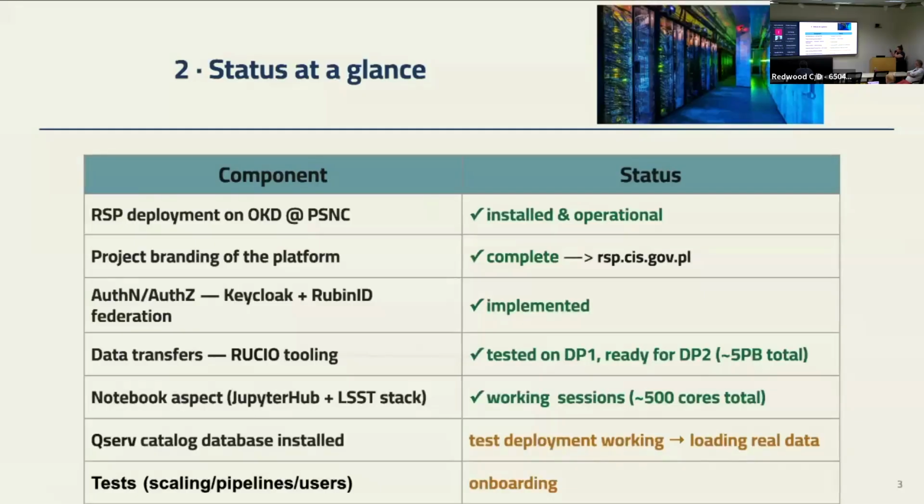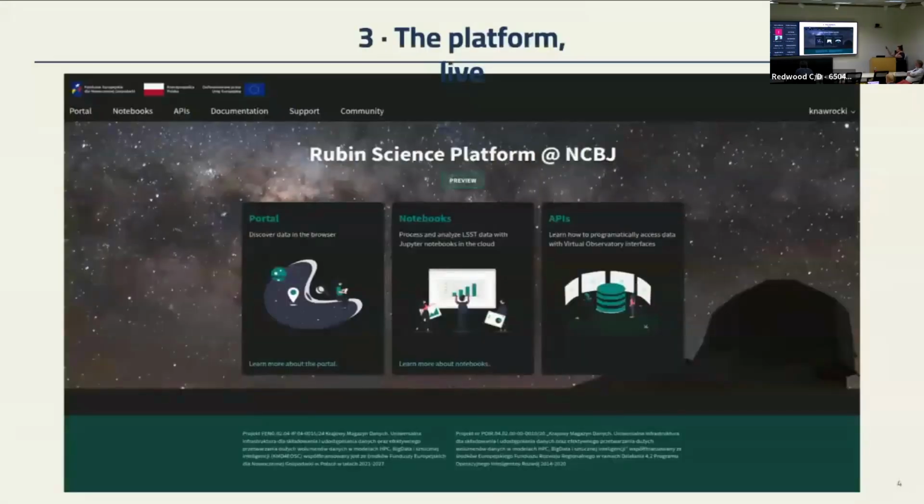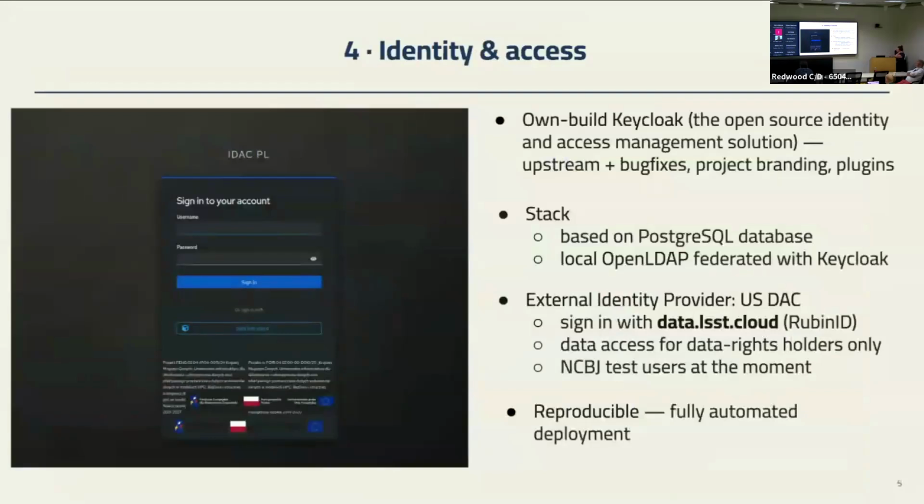Now we will make next tests on DP2. The missing part, which is still under tests, not really missing, but under deployment, is the Qserv catalog database, and this is the demonstration that at least the platform can be found there.